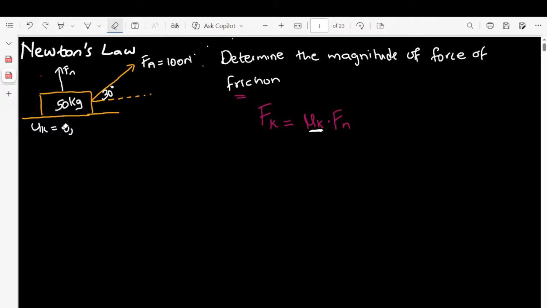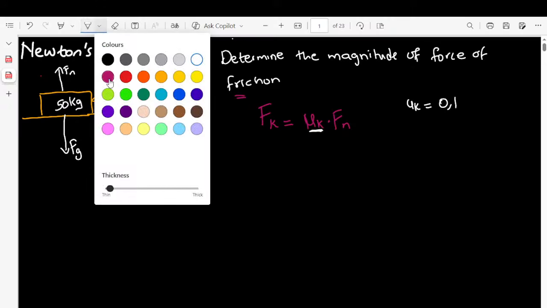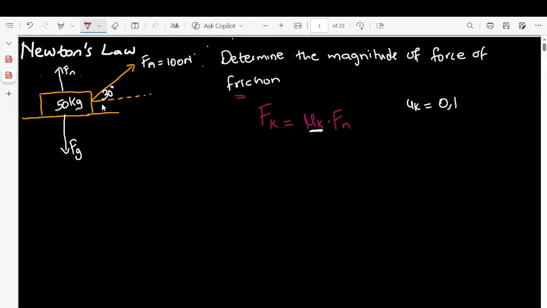Okay, let us remove this guy here. Then we said that this is my Fg going down. So we are given Uk to be equals to 0.1. So now what I need you guys to do is that on the Uk part, we're going to say, look at this. There's that force, remember, we're going to have my horizontal force going that side.